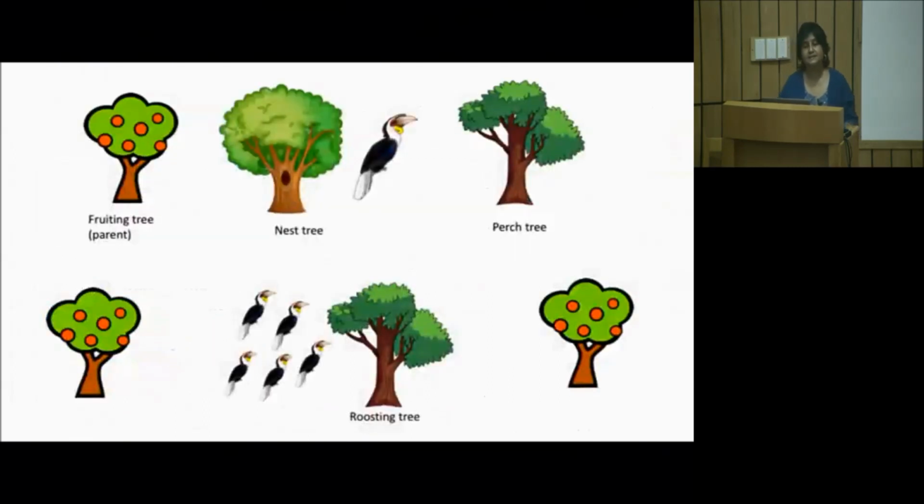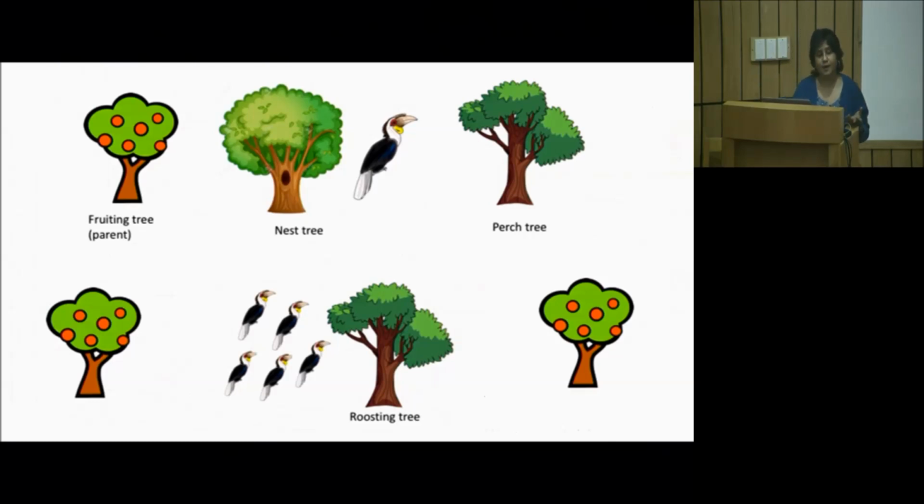So hornbills disperse seeds in 3 different ways, or 3 different sites. One is when they are foraging in the daytime, they just travel and move from the fruiting trees to perch trees, and they will disperse seeds at perch trees, where they spend maybe a shorter amount of time, and where it might be single birds or pairs or a fewer number of individuals.